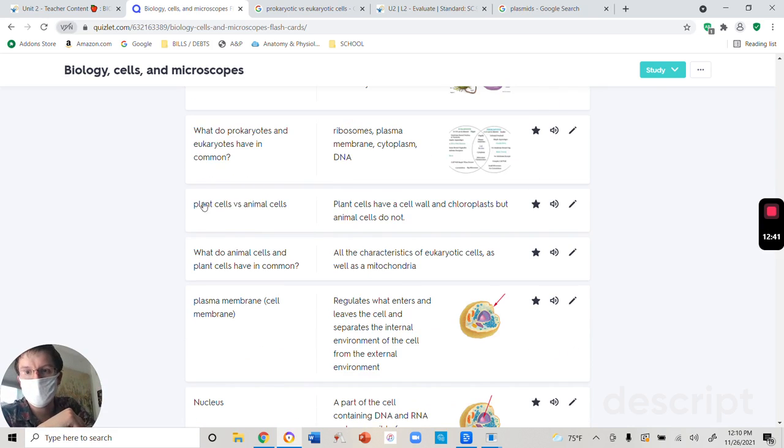Now, plant and animal cells. So these are a type of eukaryotic cells, plant and animal cells. Plant cells have a cell wall and chloroplast, but animal cells do not.